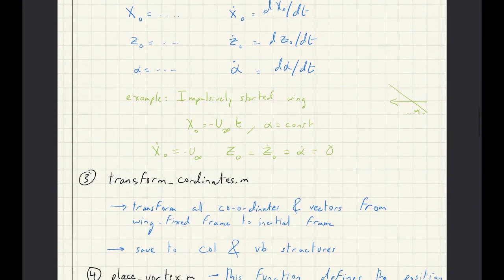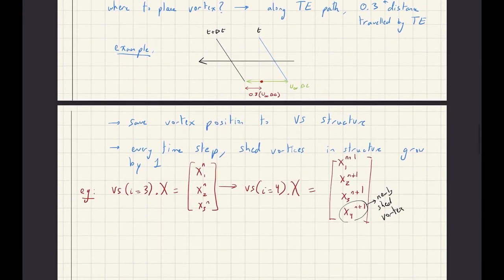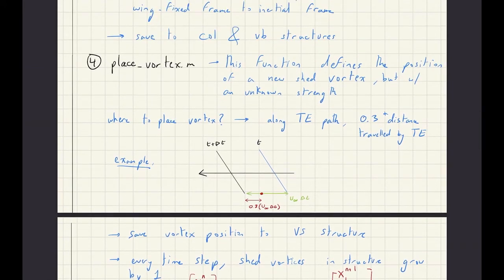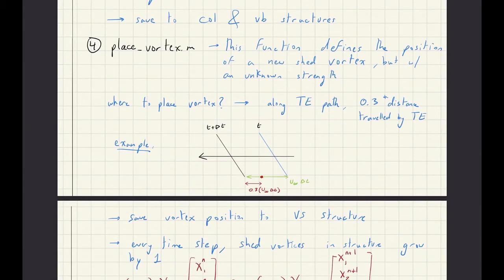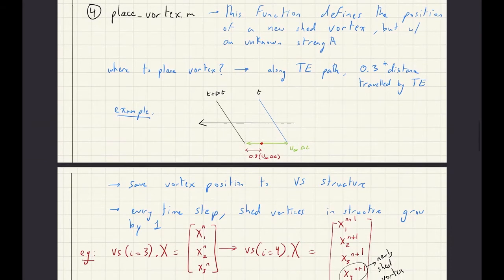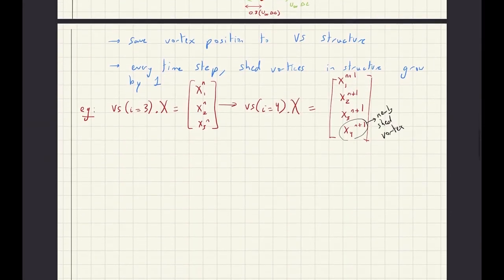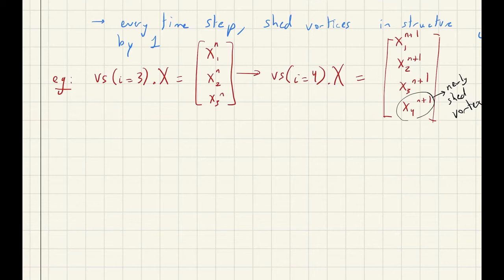To remind you where we left off last time, we left off at the place vortex step, where we place a newly shed vortex after the trailing edge, which is representative of the shed vorticity at the trailing edge of the wing. So the fifth step here is building the A matrix, which is reminiscent of the A matrix that we built last time when we solved for the steady case, but with some main differences.